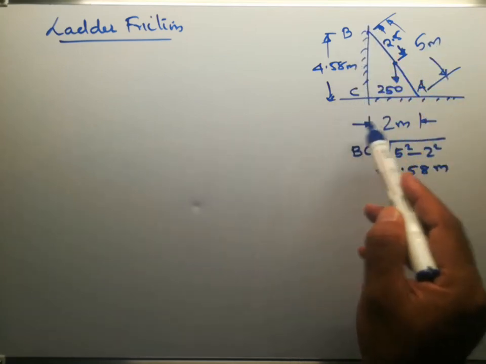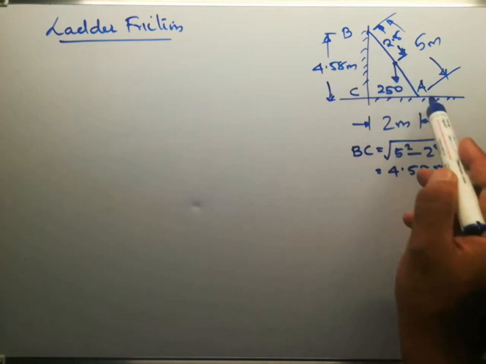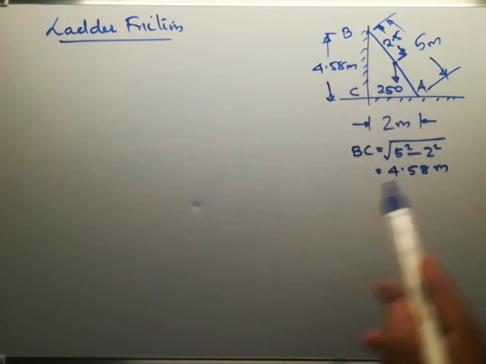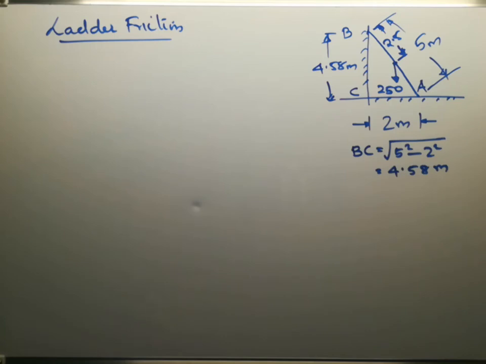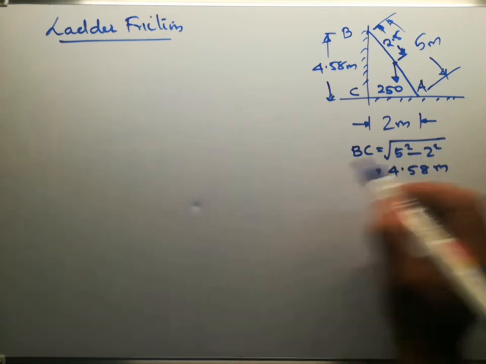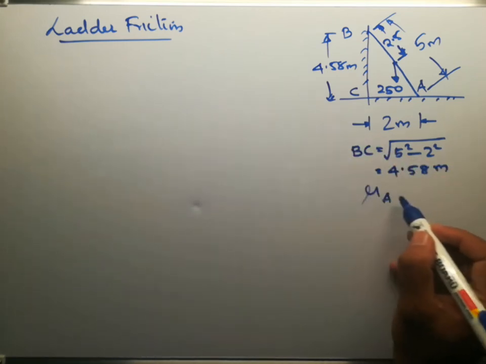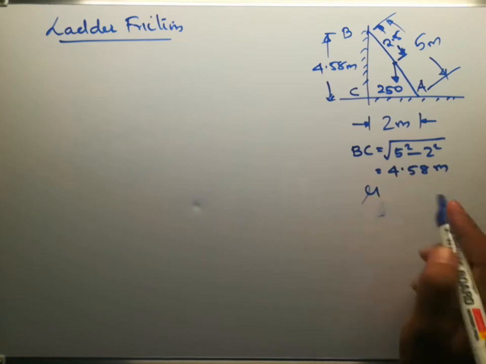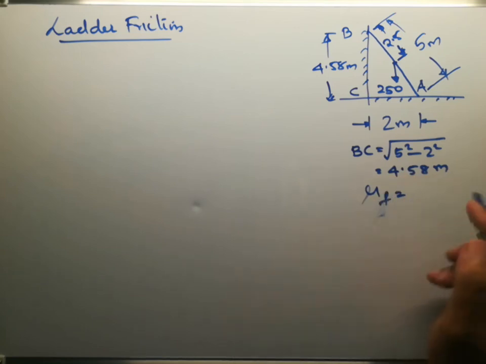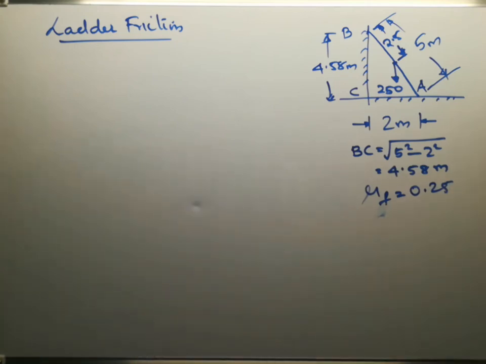BC square plus AC square equals AB square, or 5 square. From that we will get BC equal to square root of 5 square minus 2 square, which is 4.58 meters. And mu F, the coefficient of friction at A, is 0.25. It is also given.